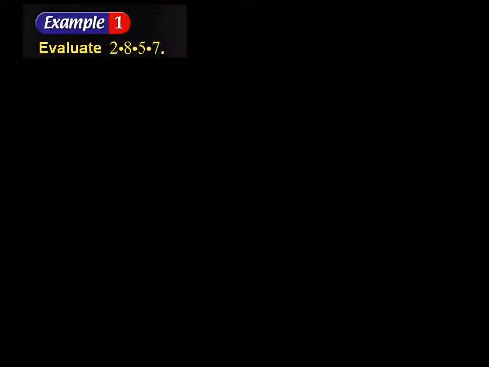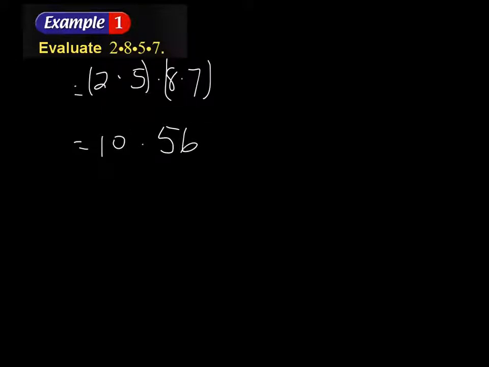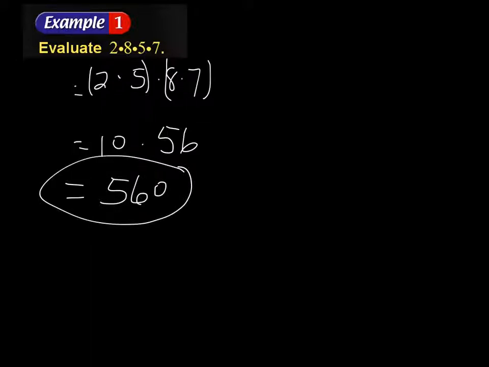When they ask us to use the commutative or associative properties to evaluate, we're looking for easy numbers to work with, and I like 2 times 5. So I'm going to reorder this as 2 times 5 times 8 times 7. And then I could use the associative property, and I'm going to put some parentheses in here. So 2 times 5 is 10, 8 times 7 is 56, and 10 times 56 is 560, no calculator required. Nice. We don't always have to use a calculator for arithmetic.